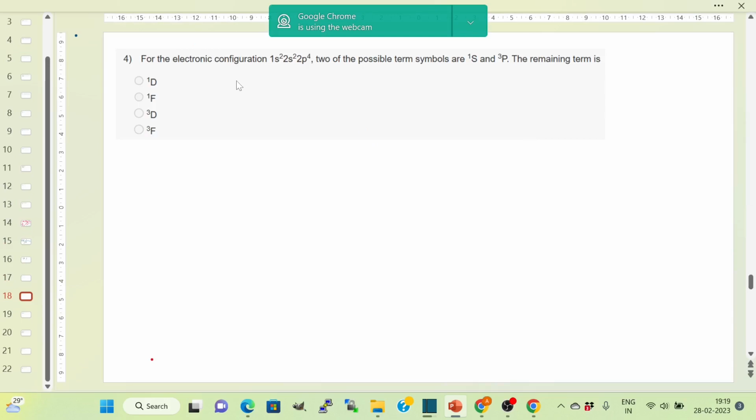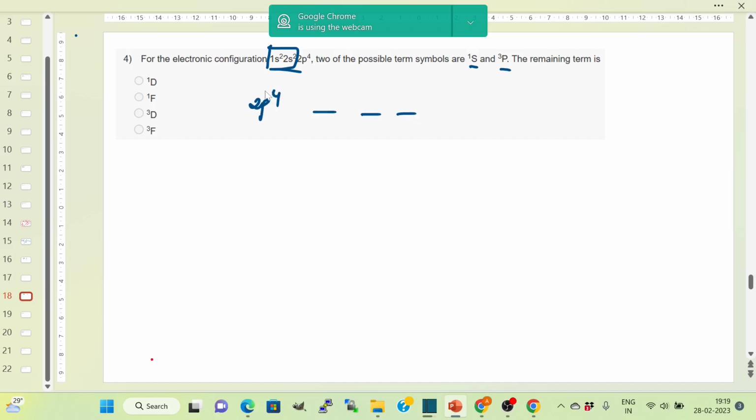Okay. So the question is, for the electronic configuration 1s2, 2s2, 2p4, two of the possible term symbols are 1S and 3P. So already they have said that we have two possible term symbols, 1S and 3P. And what is the remaining term? One thing to note here is that whenever the orbital is completely filled, we don't have to consider that. We'll only consider the unfilled orbitals. So here the unfilled orbital is 2p4, right? So we'll just consider that.